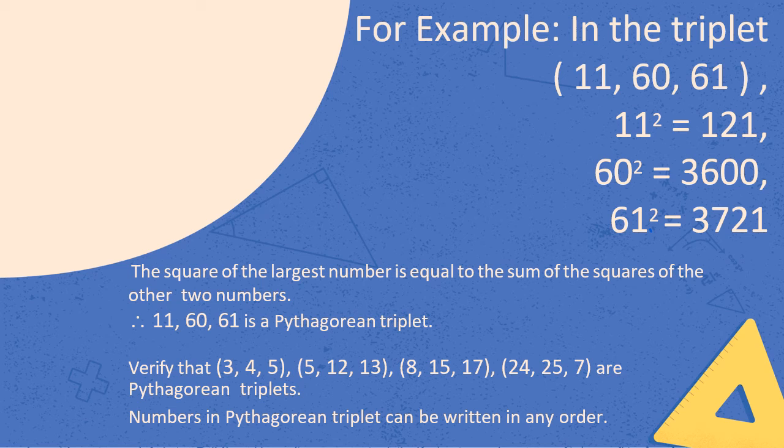So this is the way you would write. The square of the largest number is equal to the sum of the squares of the other two numbers. Therefore, 11, 60, 61 is a Pythagorean triplet.